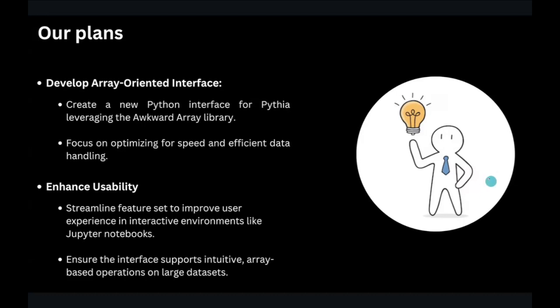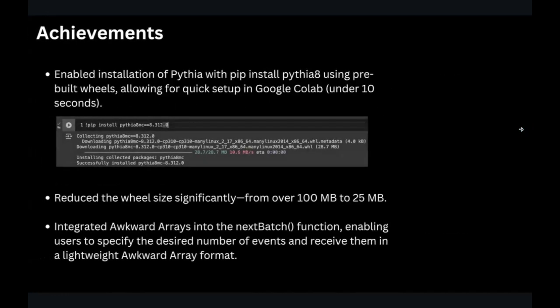So, about the results and achievements. As you can see on this slide, I installed Pythia in Google Colab in Jupyter Notebook, and it took only 9 seconds, which is quite good compared to installing from a source file. Then we reduced the wheel size from 100 megabytes to approximately 25 megabytes. Then we integrated awkward arrays into the next batch function, enabling users to specify the desired number of events and receive them in a lightweight awkward array format.